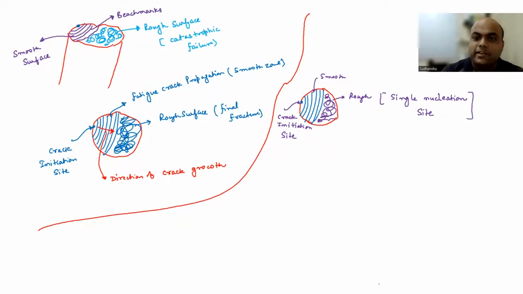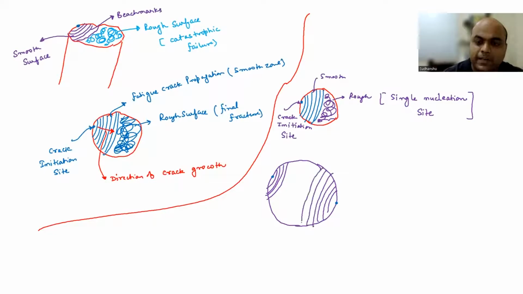Right? Now let's see what happens when you have two nucleation sites. So you have a fracture surface, you're seeing it from the top view. So you have now two crack initiation sites. One is say here, another one is here. Now from both sides, you're going to have fatigue crack propagation. So say in this case, it grew like this. And in another one, it grew like this.